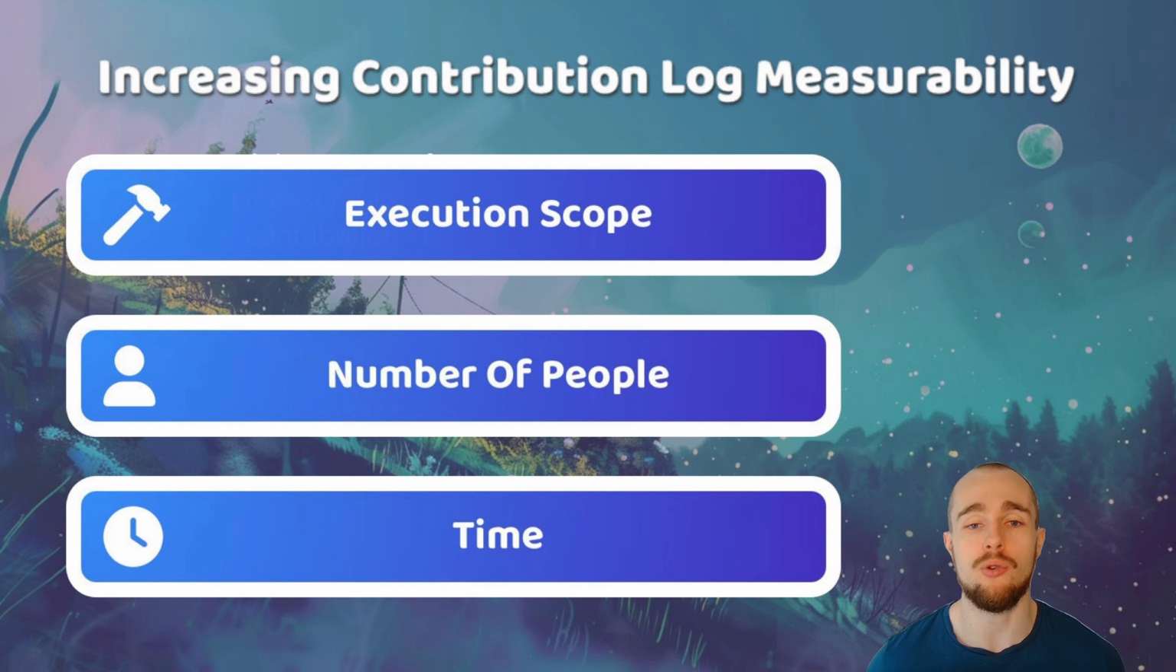The next area of opportunity is around time. Contribution outcomes could be recorded within a certain time period so that there is more consistency in the amount of work that is being completed within each contribution log. Fixed time periods can help to increase measurability, as now contribution logs can be more easily compared.